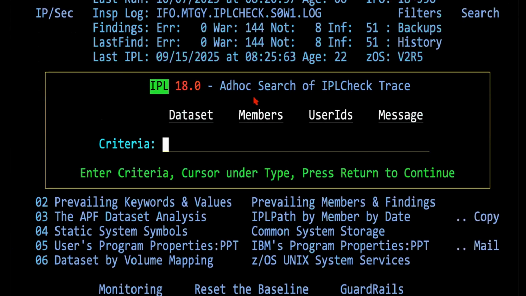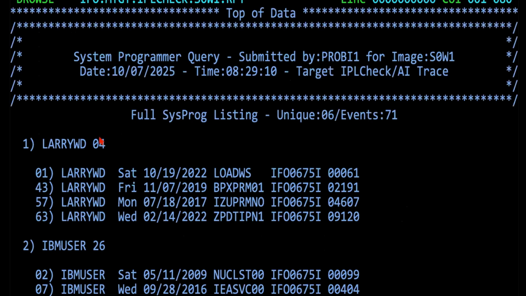Now, here's a search facility that can get you in touch with data sets, members, user IDs. What have the users been doing? What users actually are impacting this particular system? Well, Larry's impacting it. He did it 4 times, and these are the lines in the log, the numbers in the log where he actually made his impact. Here's the line numbers. Here's when he did it. Here's the member he did it to. Everything you need to know.